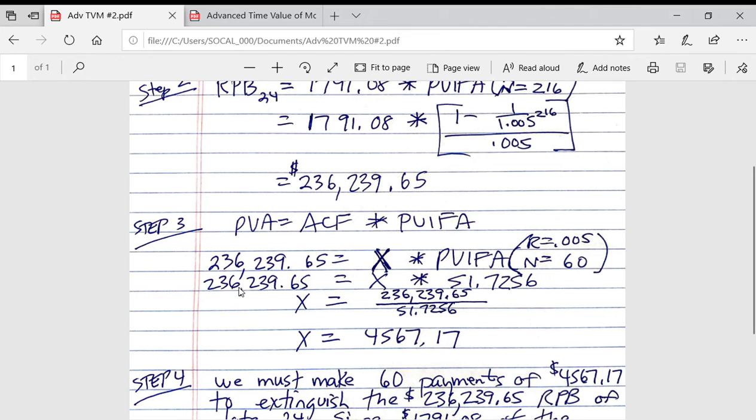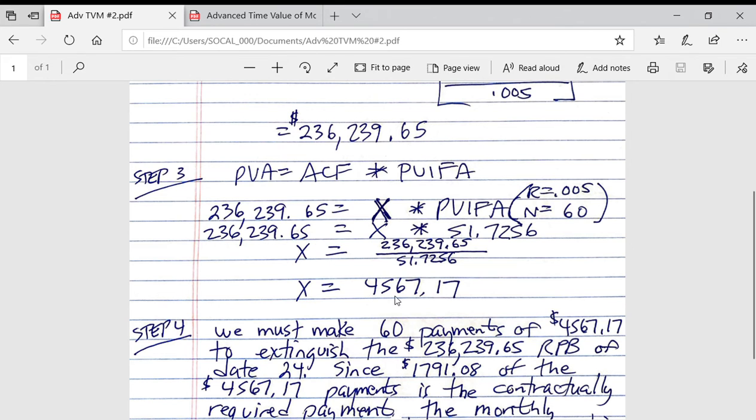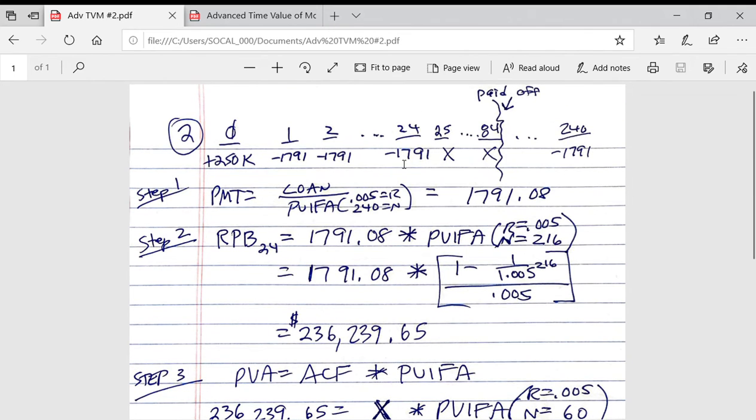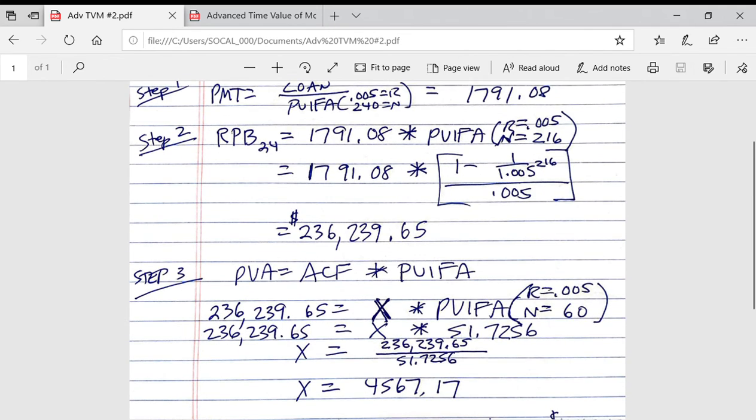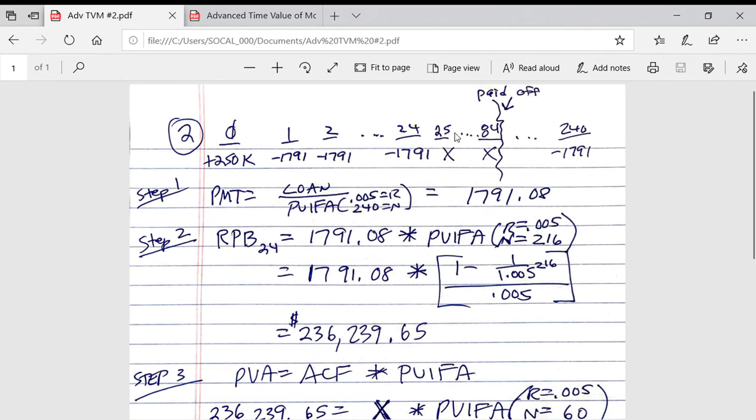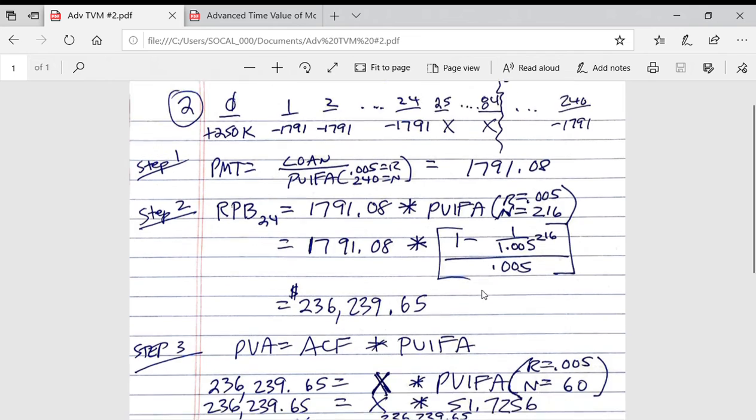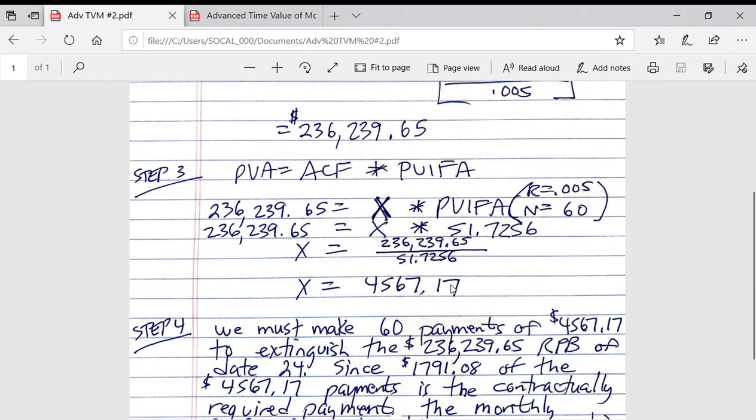And so here's what we do. Here we have the same 236 on the left-hand side, and then that PVIFA happens to be equal to 51.7256. Then X, of course, is just the remaining principal balance divided by the PVIFA. And lo and behold, the value of X is $4,567.17. So this means if we pay $4,567.17 at date 25, 26, 27, all the way to date 84, the loan will then be paid off when we make the date 84 total payment of $4,567.17. That's the value of X.